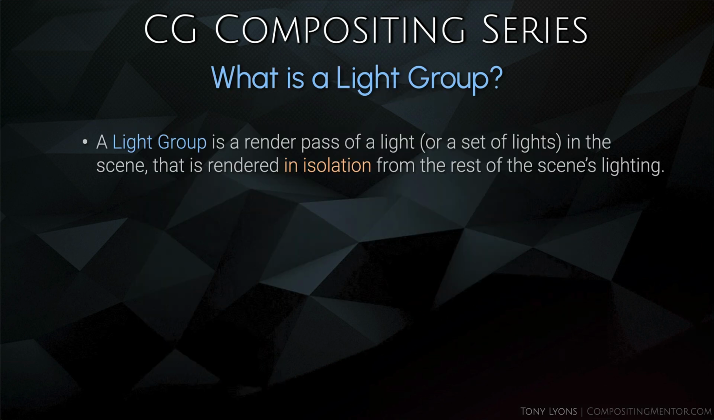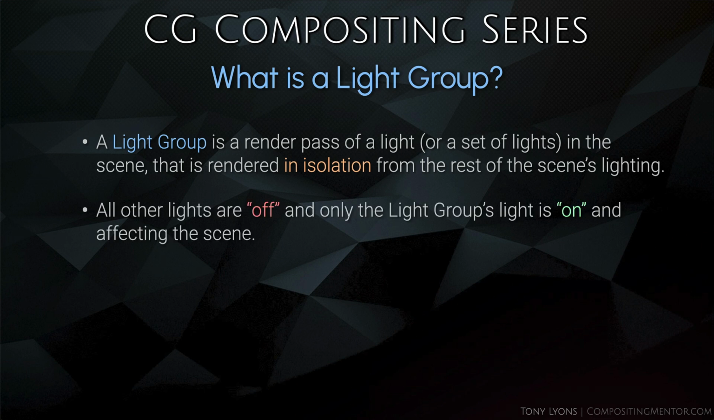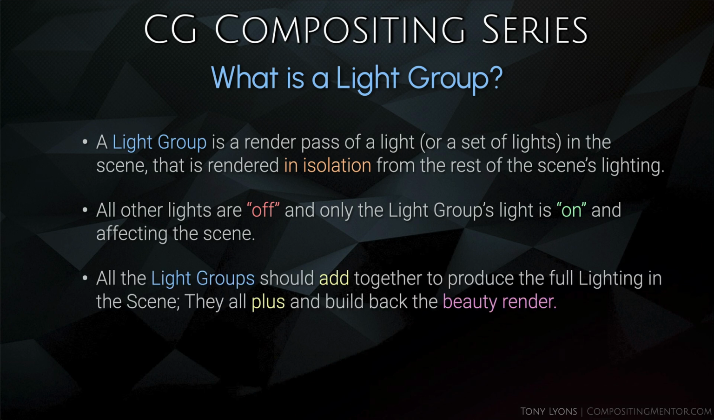A light group is a render pass of a light or set of lights in the scene that is rendered in isolation from the rest of the scene's lights. All of the other lights are off and only the light group's light is on and affecting the scene. All of the light group passes should add together to produce the full lighting in the scene, so they all plus together and build back the beauty render.